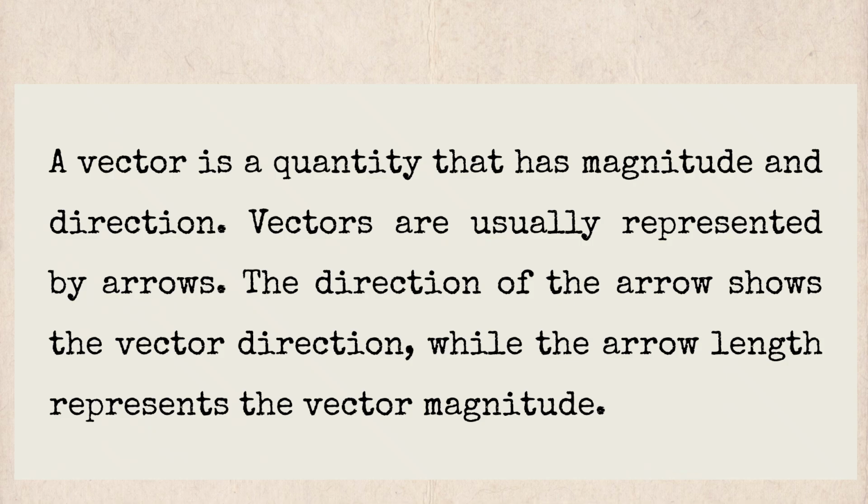Okay. Next, I have the definition. First, let's talk about the definition of a vector. A vector is a quantity that has magnitude and direction. Vectors are usually represented by arrows. The direction of the arrow shows the vector direction, while the arrow length represents the vector magnitude.